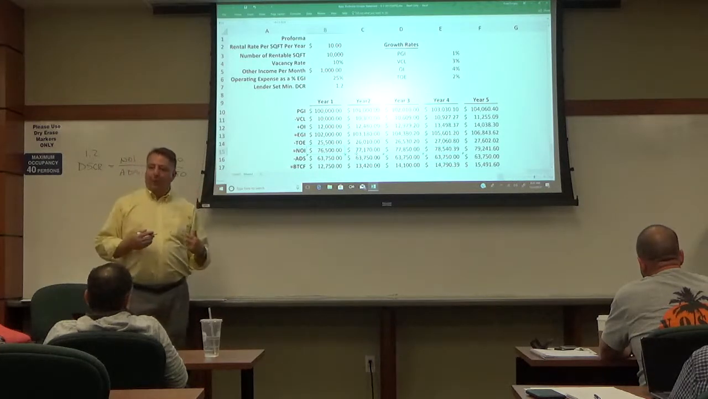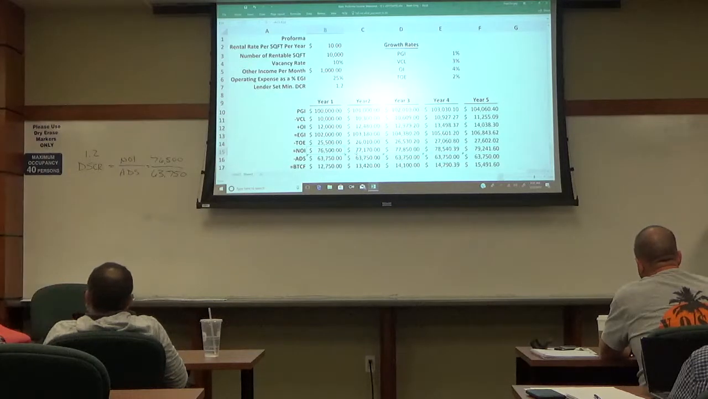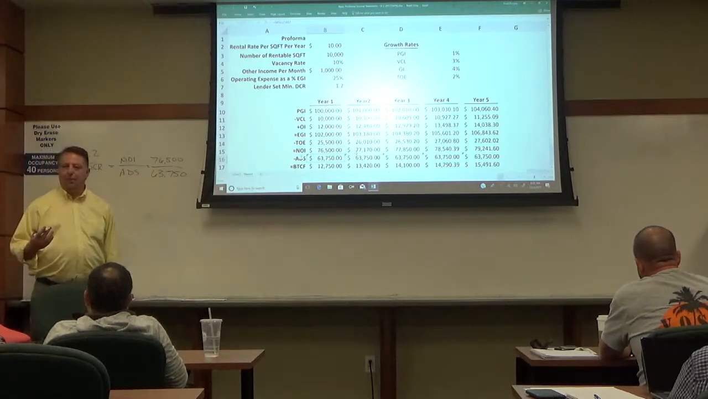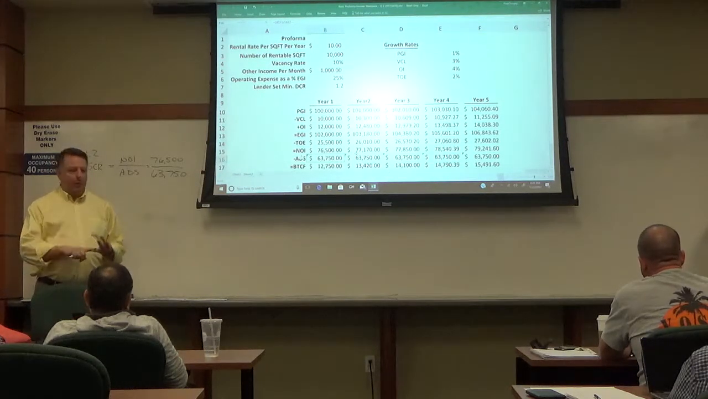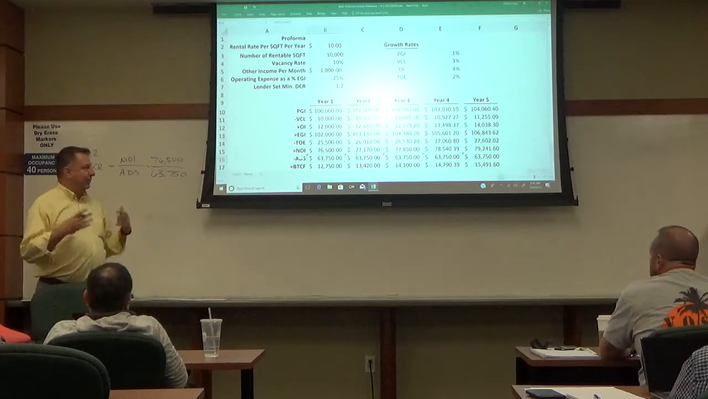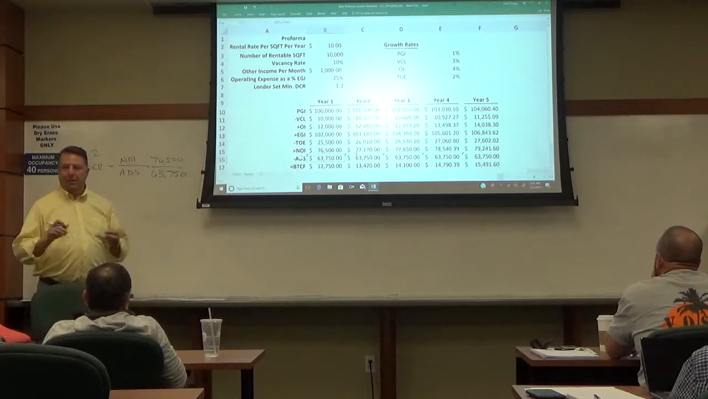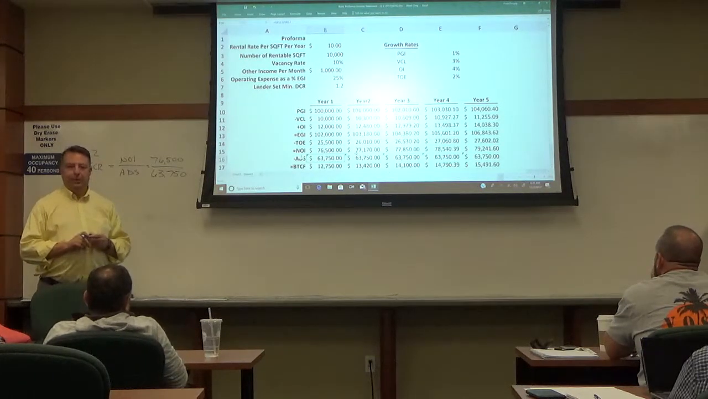Now, we could use that information, the 63,750, and back into what would be the maximum loan amount we could get on this property by saying, well, what is the interest rate, what is the term, and then ultimately figure out the maximum loan amount is X number of dollars based on that. But that's not what this model is actually doing. Okay, make sense?